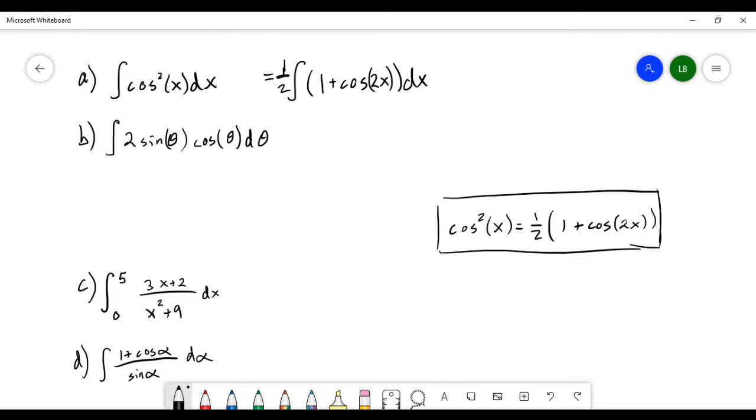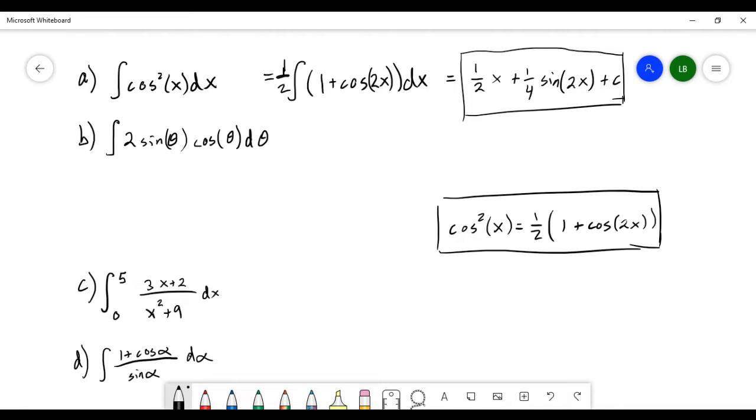And of course, once we have the integral set up in this way, it's pretty easy to just go ahead and solve. You have 1/2 x, and then plus 1/4 sine 2x. If we just use the chain rule, because the integral of 1 is x, the integral of cosine 2x is 1/2 sine 2x, and then we just distribute the 1/2. So that is our answer for A. Make sense?